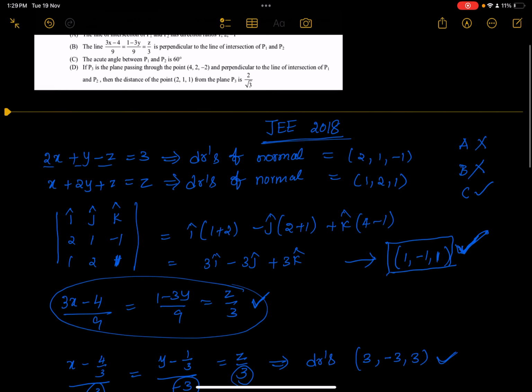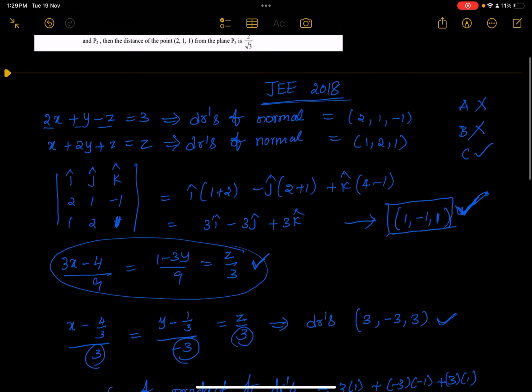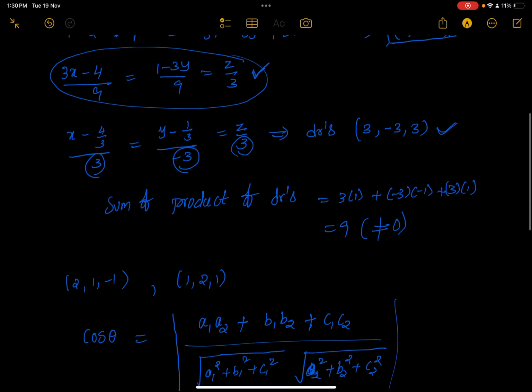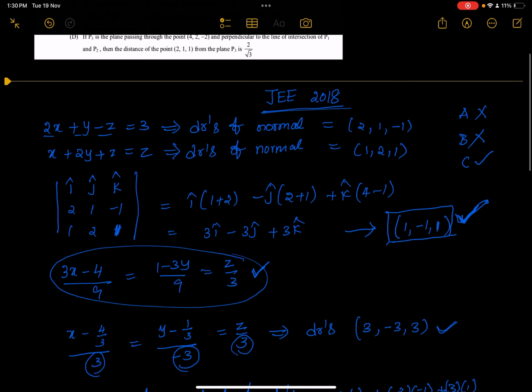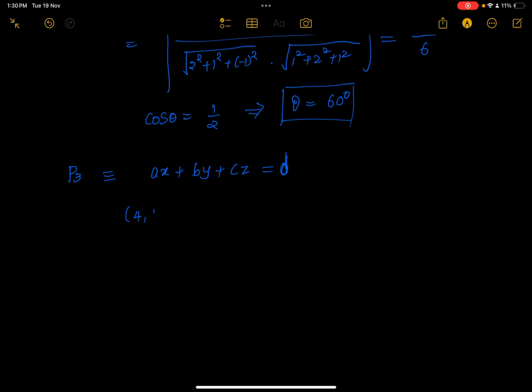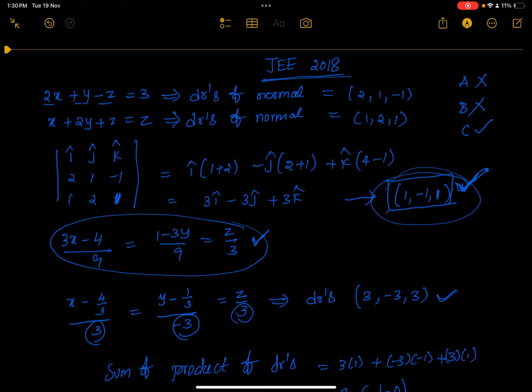Next option, option D. P3 is a plane passing through the point 4, 2, minus 2 and perpendicular to the line of intersection of P1 and P2. So let the plane P3 be ax plus by plus cz is equal to d. Now it is given in the question that the plane passes through the point 4, 2, minus 2 and is perpendicular to the line of intersection of P1 and P2.